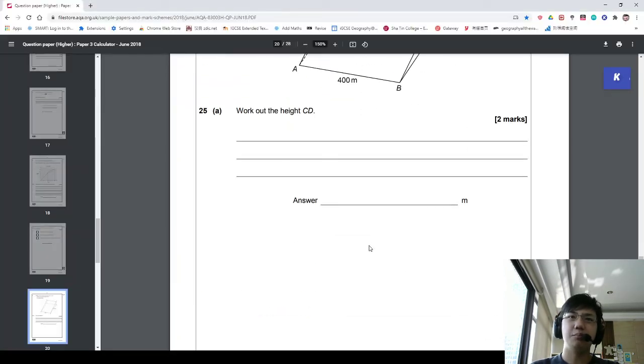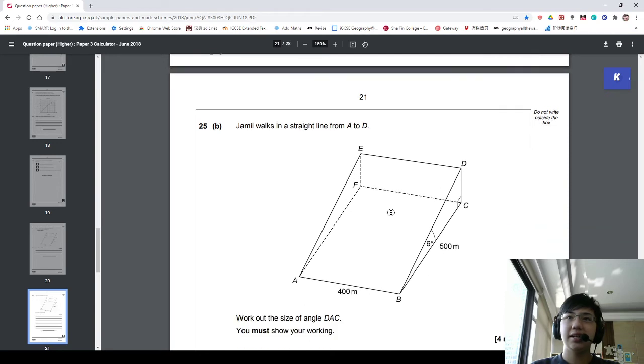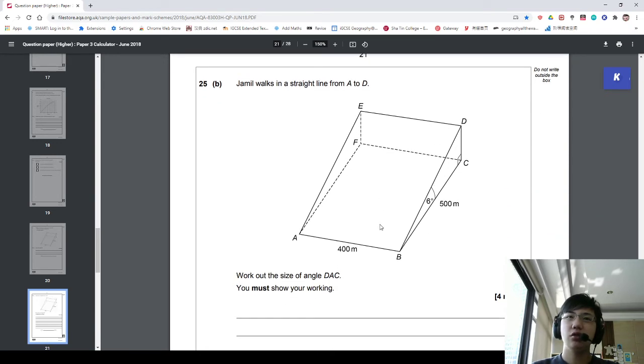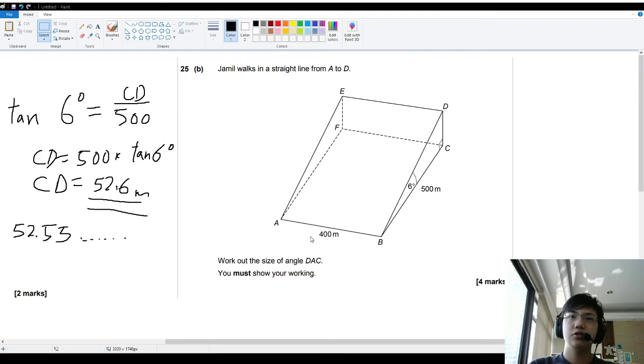So question 25B states that Jamil walks a straight line from A to D. Work out the size of angle DAC. You must show your working. So, okay, we know that this side is 52.55 something meters.